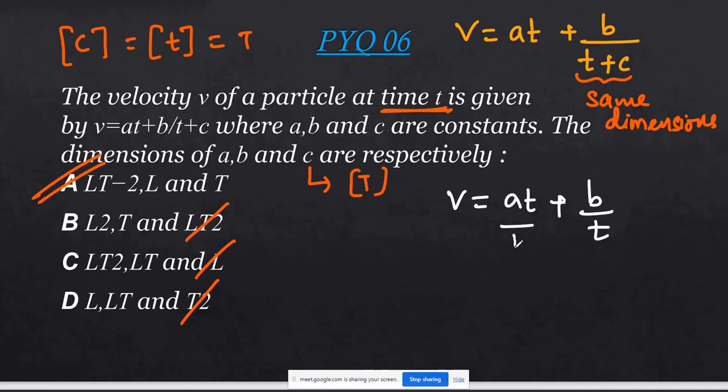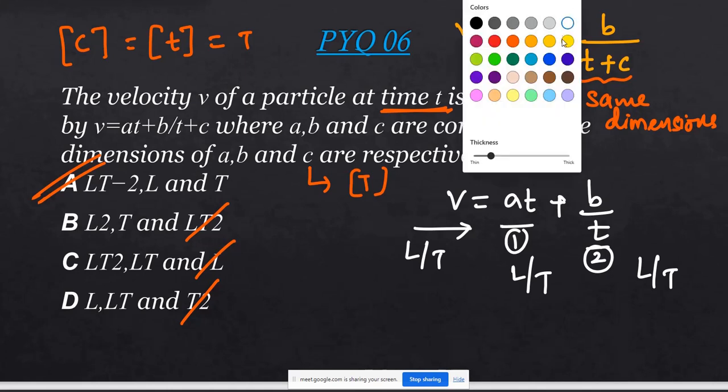Now, this is the first term, this is the second term. You are doing addition, which means again both are having the same dimensions, right? And they are equal to LHS. LHS, what is there? Velocity. What is the dimensions of velocity? L by t. That means the dimensions of the at term is also L by t, the b by t term is also L by t. That is why they are added, and that is why it is equal to LHS. Getting my point?